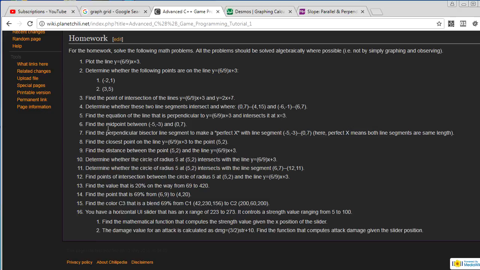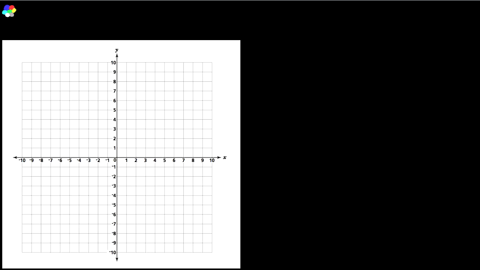All right, find the midpoint between negative 5, negative 3, and 0, 7. Okay, that's not one of our points we had before. Negative 5, negative 3, and 0, 7. So, let's get an appropriate color. I'm feeling red. We want to find the midpoint between these 2 points. So that midpoint is going to be somewhere around, maybe here. Just eyeballing it.